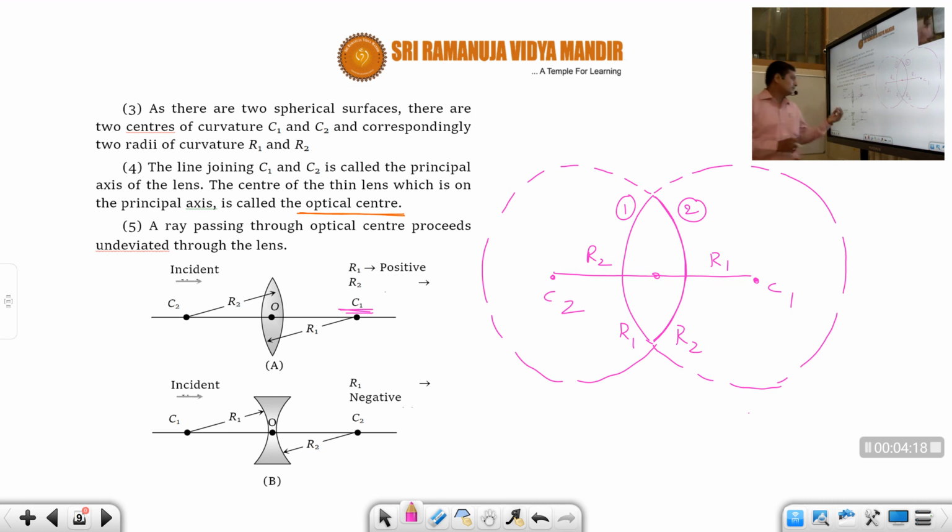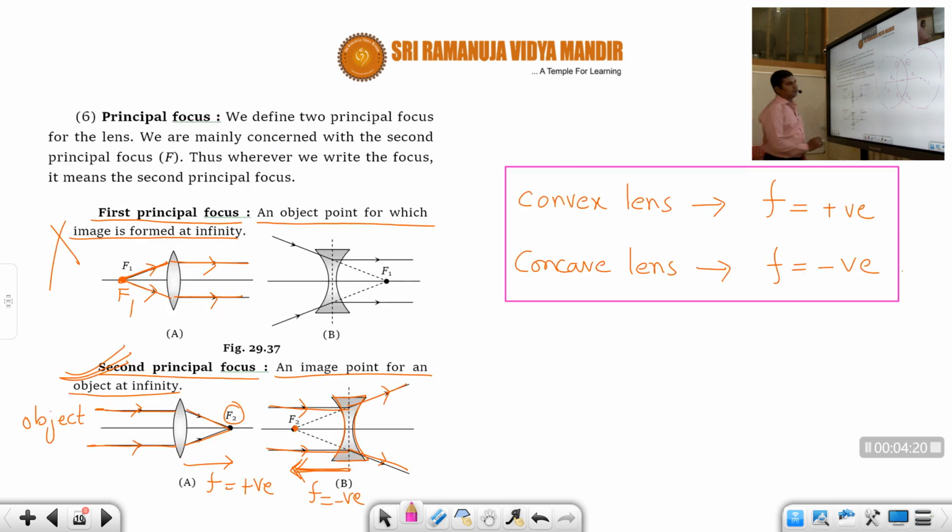Of course, we know the sign of the focal length for each lens, convex lens and concave lens. The sign of the focal length of a convex lens is positive, and the sign of the focal length of a concave lens is negative.